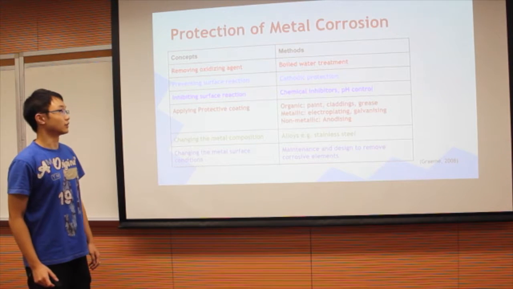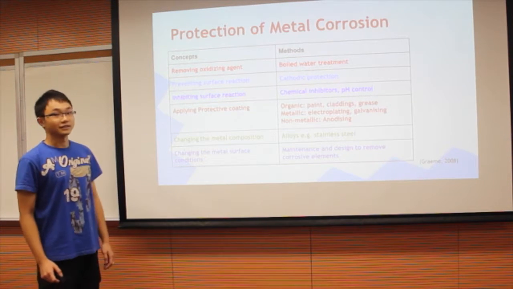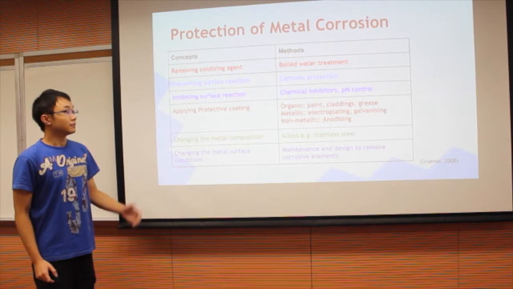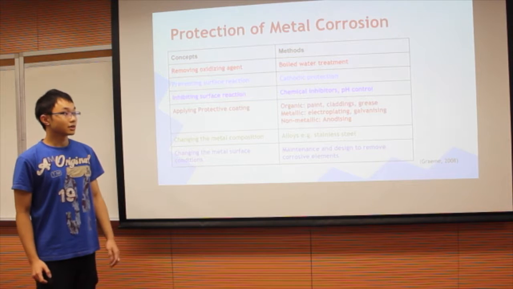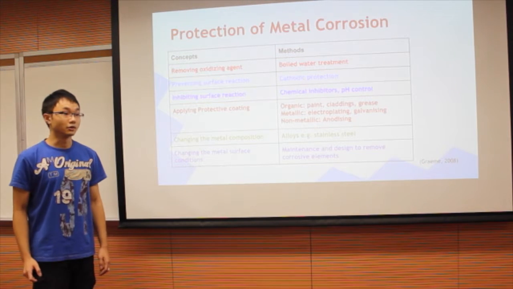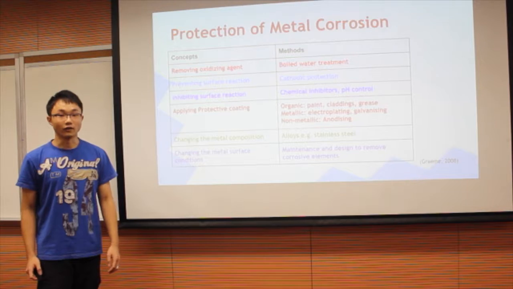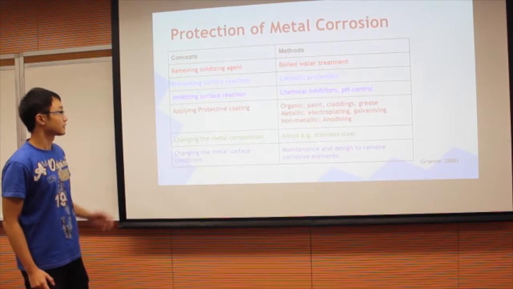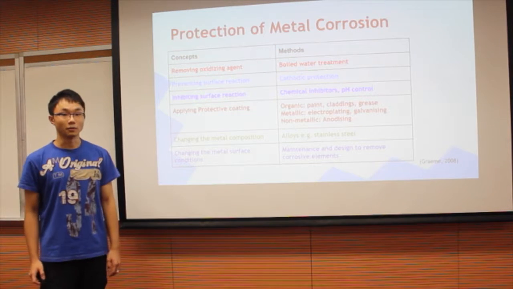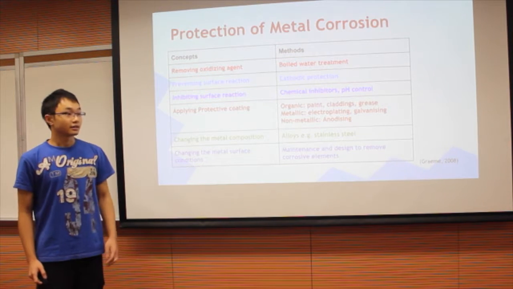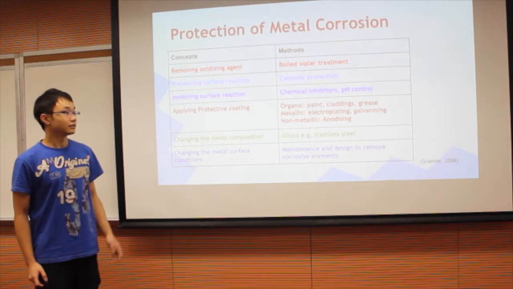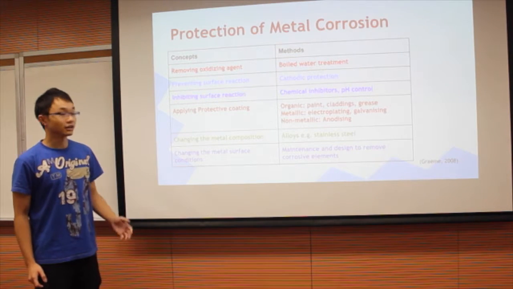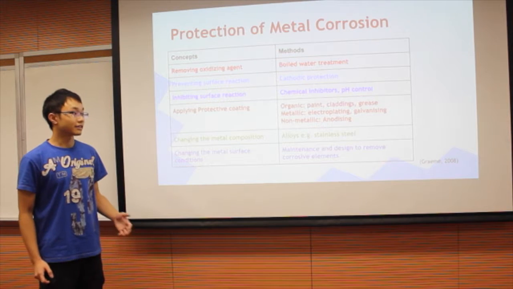less chance for corrosion. The third one is the inhibition of surface reaction. The methods include chemical inhibitors and pH control. They can slow down the rate of metal corrosion, but not completely stop it. The fourth one is the application of protective coating. There are three types of protective coating: organic coating, metallic, and non-metallic coating. The organic one is about paint and grease.